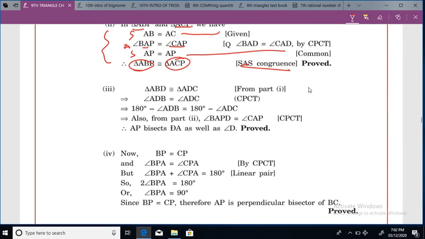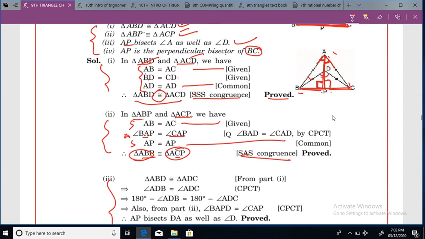So we need not write this much of the problem. Just write a straight answer after solving these two. Okay, so what this means is that we do not need to do so many steps, the third one and fourth one. AP bisects angle A and angle D, so we can write it right here. So the third one is proved here.